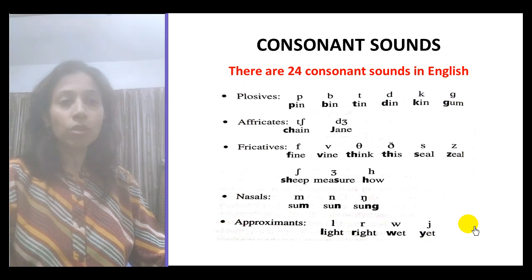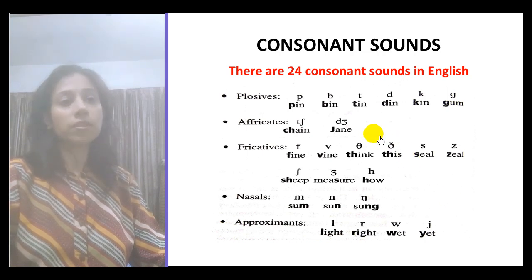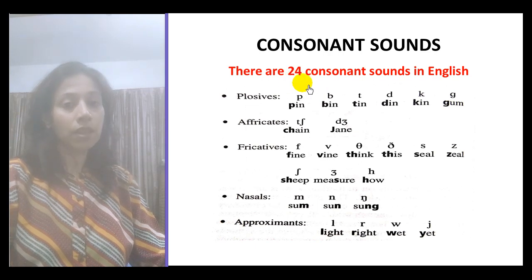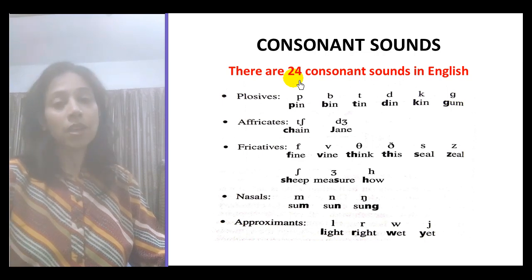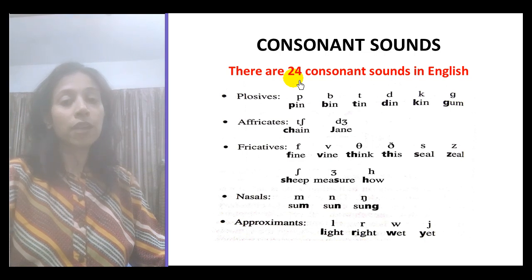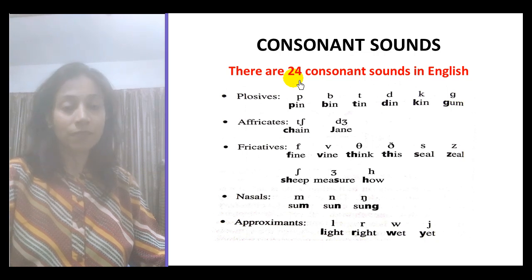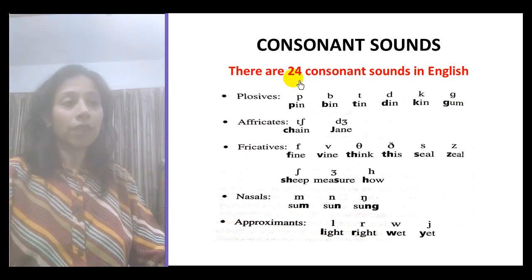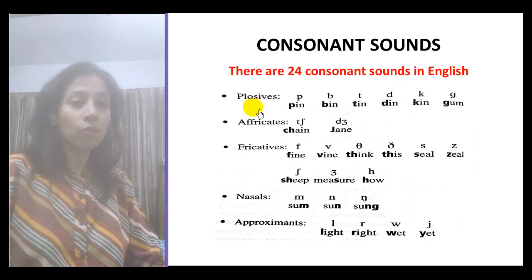Okay, so let's move over to the consonant sounds. There are 24 consonant sounds in English, right? And there are 26 alphabets in the English language, right? So here we have 24 consonant sounds in English, plus we have 20 vowel sounds also, which makes it 44 sounds in English. So in all, we have 44 sounds in English, right? And there are just 26 alphabets that we know of. Right, so let us check out these 24 consonants and what they are.